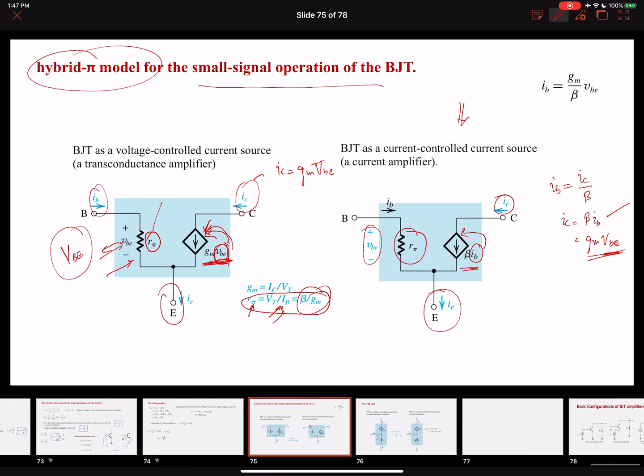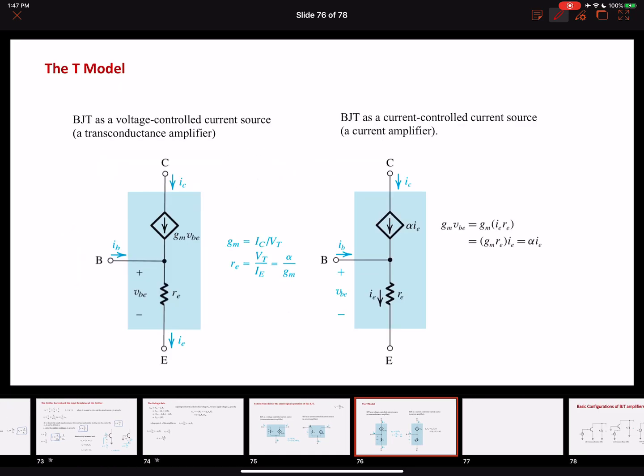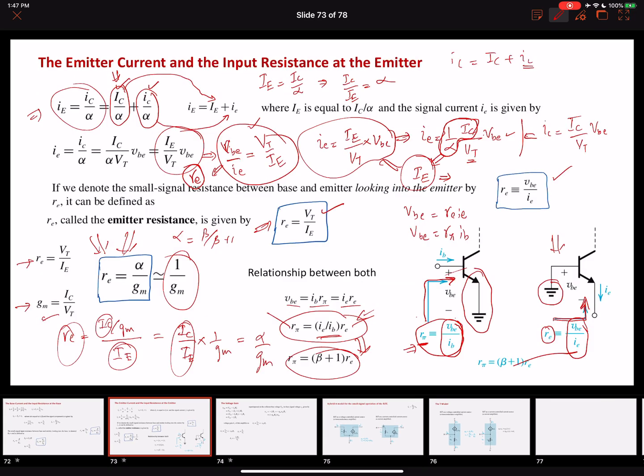All right, let's look at the common base models. The common base models over here are known as the T models, because it looks like a T. Our base is over here, collector is over here, emitter is over here. So this looks more like a T model. In a common base model, we need to find the resistance looking into the emitter. If you remember this circuit, for a common base, we are interested in finding the resistance over here, the emitter resistance, which is RE.